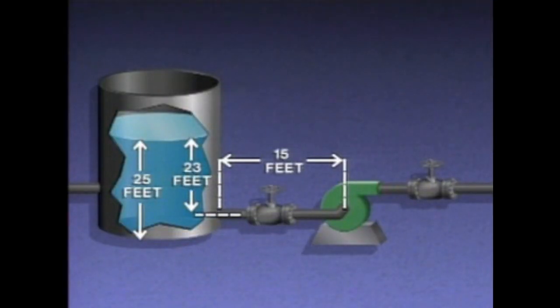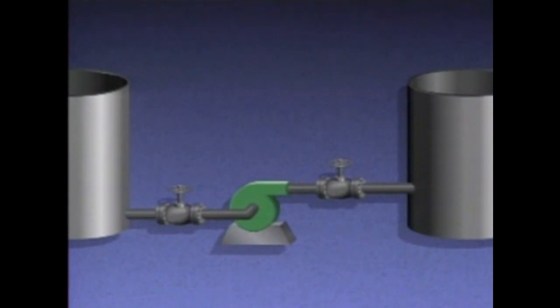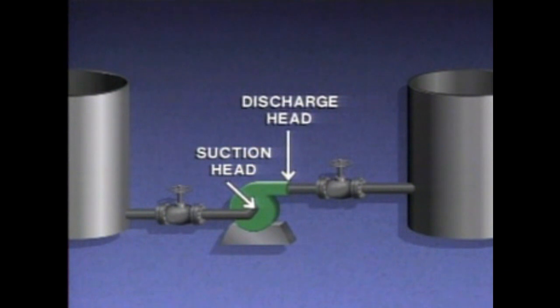The static head exerted on the inlet of a pump is measured from the center line of the inlet to the level of the liquid. In this case, there's 23 feet of static head at the inlet of the pump. The head at the inlet of a pump is often called the suction head. The head at the outlet of a pump is usually called the discharge head.